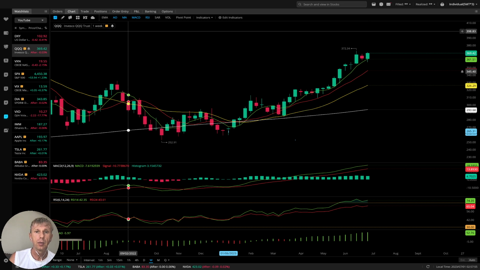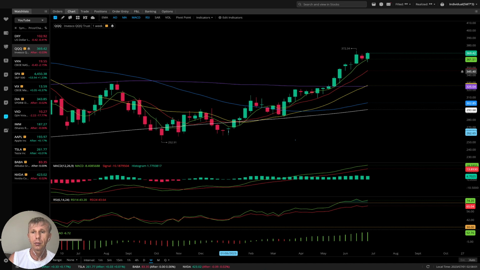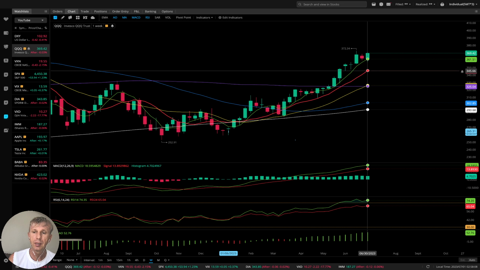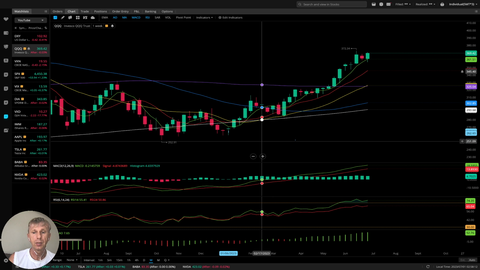Actually, yeah, let me edit MA50 to indexes also. Disconnected from MA5. Yeah, it's not connected to MA5, disconnected from MA10 and 20. That's what we observe on the weekly time frame. But trend is still bullish.